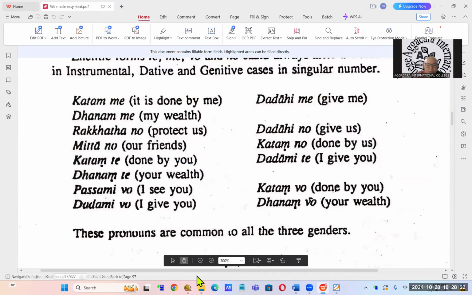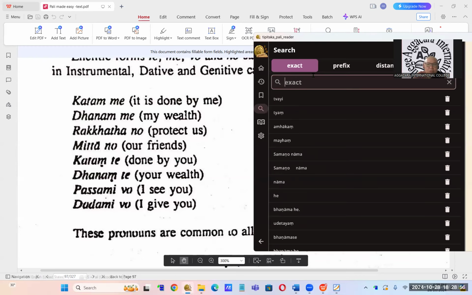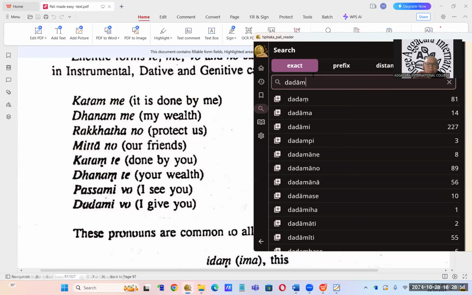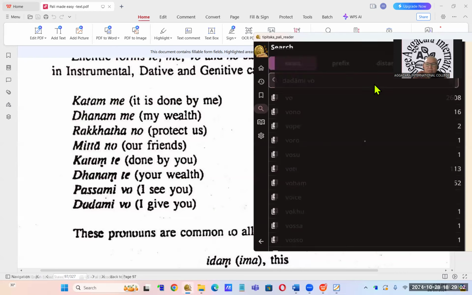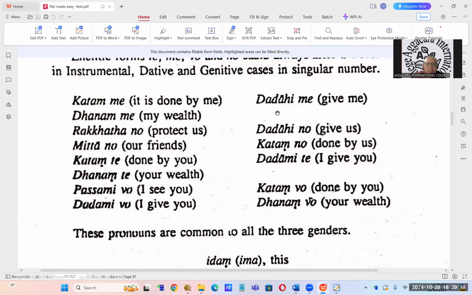Now, dadami vo. Okay, let's see. Sometimes we do a search. Dadami vo. So exact. Okay, we really have this sentence, all right? Dadami vo. Yeah, they get this from the Jataka, second book, page 89, dadami vo, right? So you can see dadami vo really exists in the Jataka.